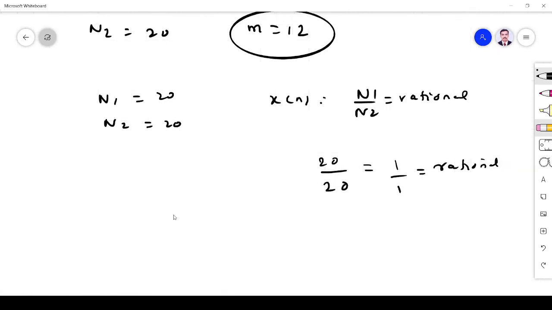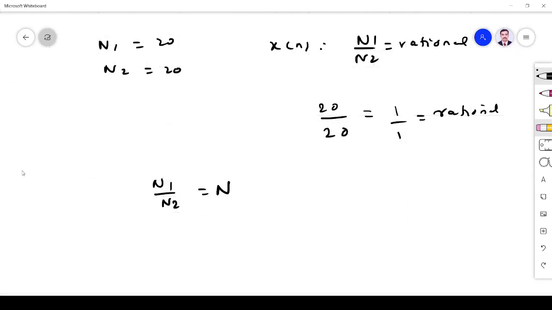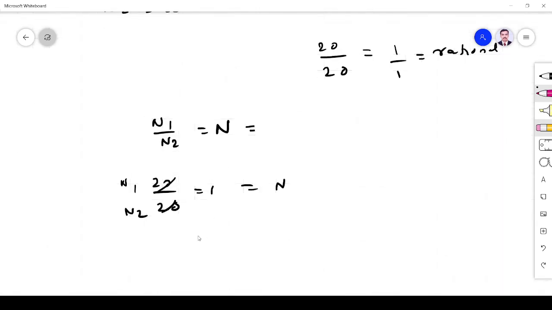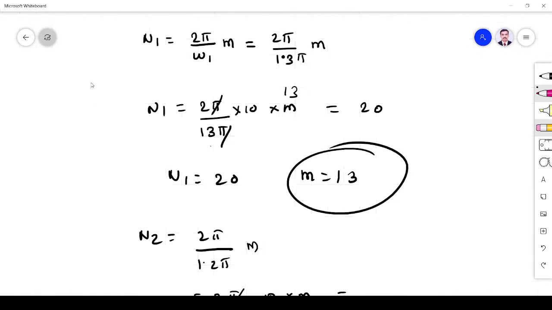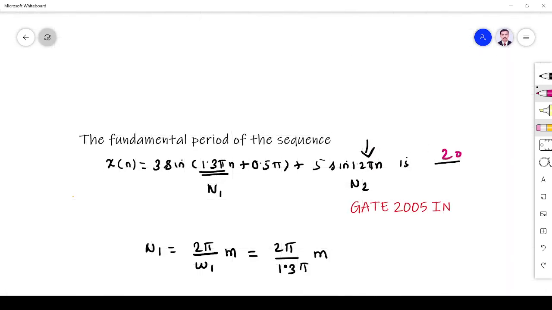So what is the fundamental period? That's what they asked. So N1 by N2 is equal to 1, that implies N1 is equal to N2, which is equal to N. So N is equal to 20. So the value of the fundamental period N is 20. That is the correct answer. Thank you.